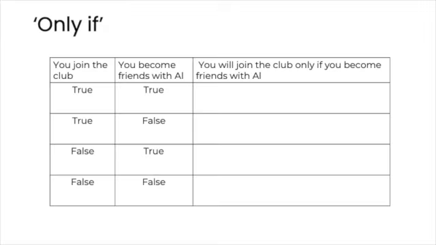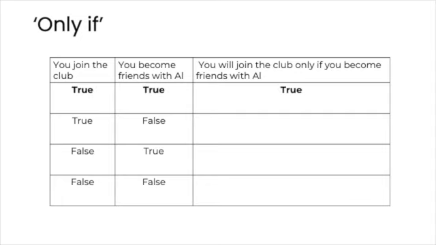To know how to symbolize a given expression in SL, we use a truth table. We're going to do that with only if. An example is you will join the club only if you become friends with Al. The two components are the sentences you join the club and you become friends with Al. Let's see what happens to the whole sentence depending on the truth values of the component sentences. Let's begin with the first row. There's no reason to think that the sentence is false, so let's make it true.